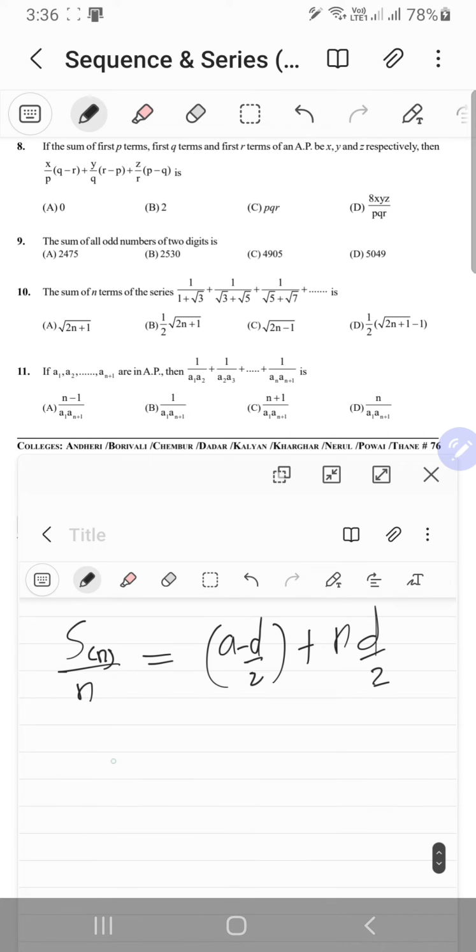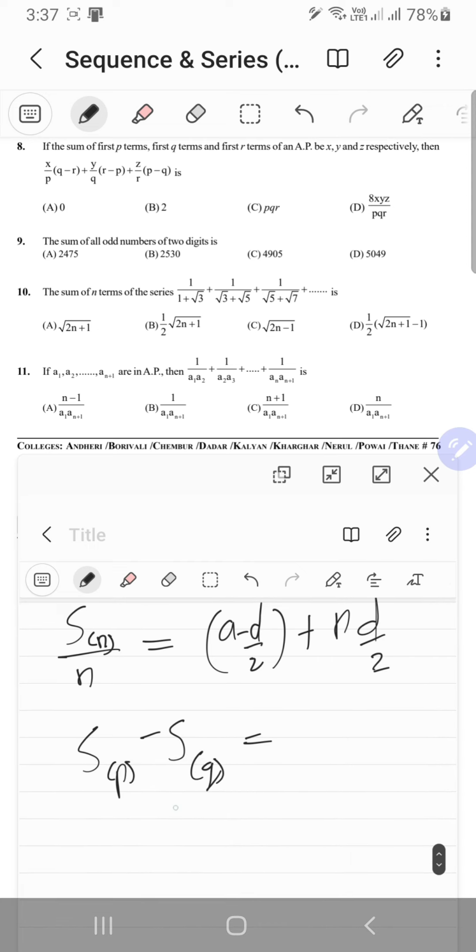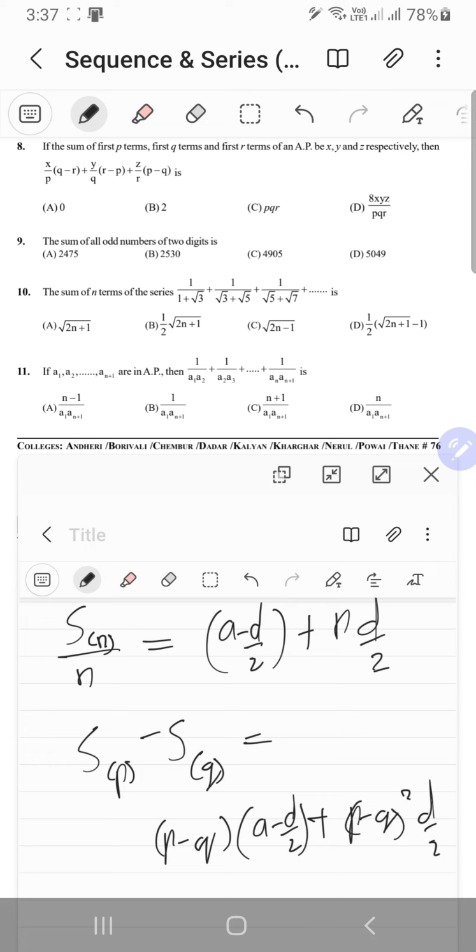So like, what is s sub p minus s sub q? Right, that would be, okay, this is going to be bad. This is going to be really bad. That will be basically p minus q into a minus d upon 2 plus p minus q square into d upon 2. That times this. Oh, this is getting bad. I wish there was some easier way to do this.